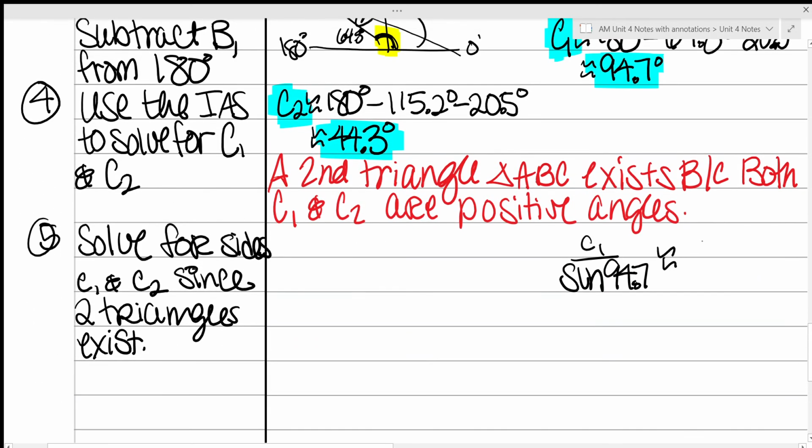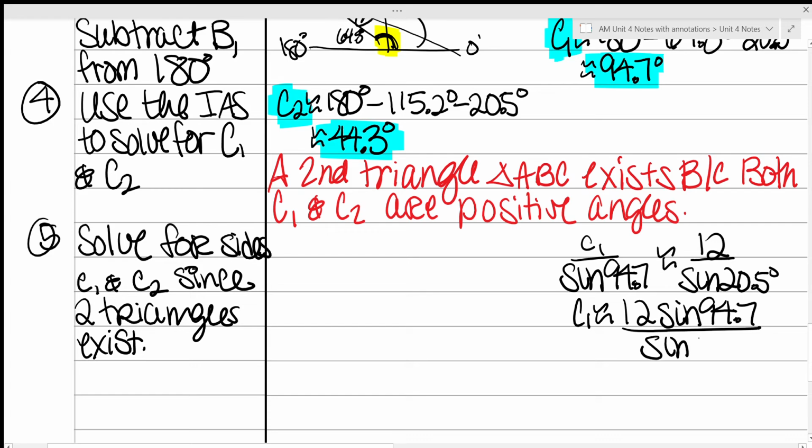Okay, and then I'll multiply both sides by sine of 94.7. Okay, and so I'm going to go 12 times sine 94.7 divided by sine of 20.5, and I get a side length of 34.1.